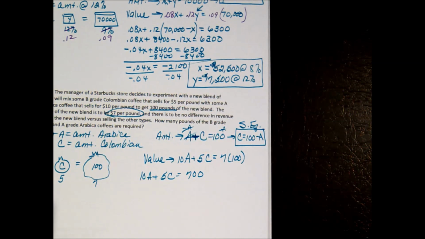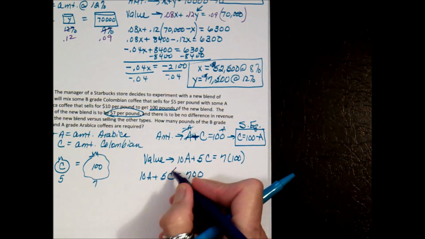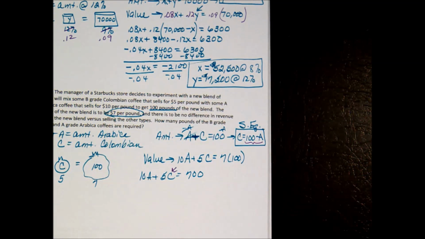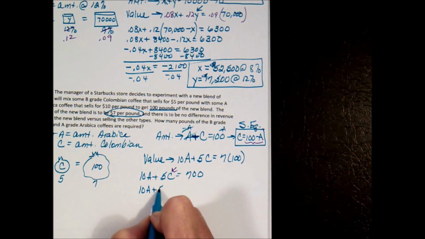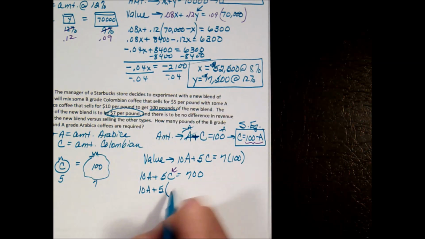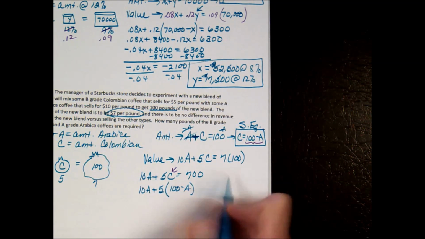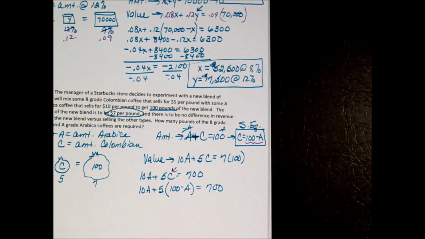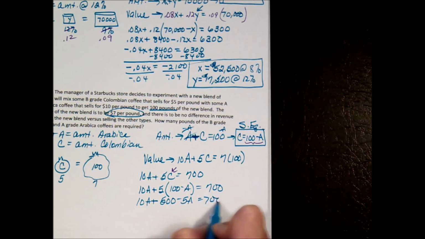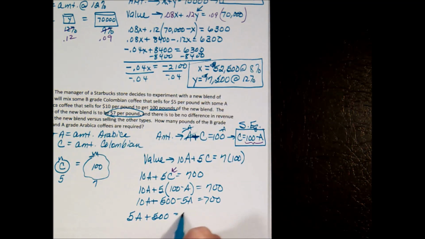Now I'm going to make a substitution for C, and it's going to be this right there. So we have 10A plus 5, take out the C, put in the substitution, just like we did, equals 700. Distribute: 10A plus 500 minus 5A equals 700. Like terms, 5A plus 500 equals 700.